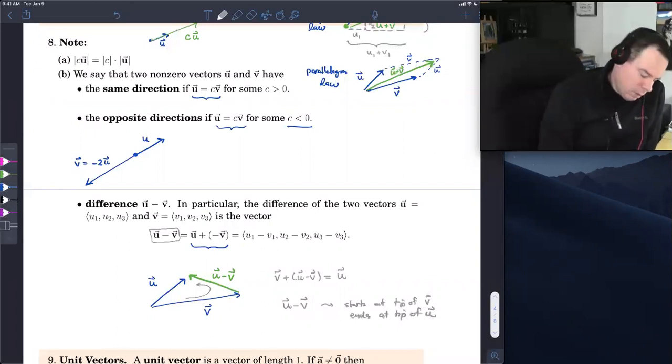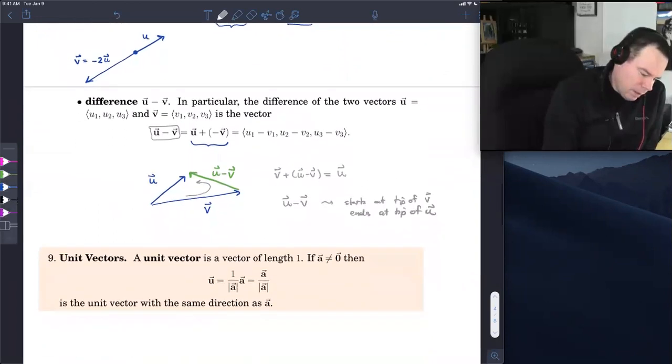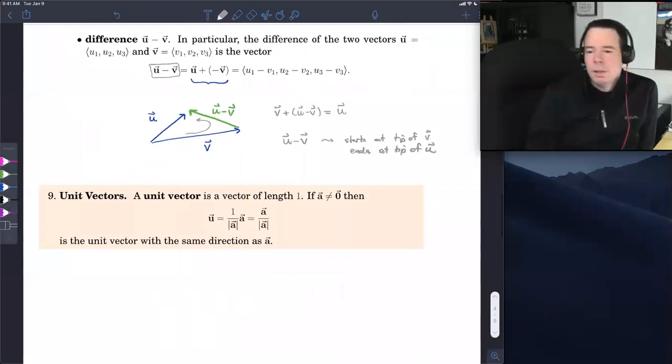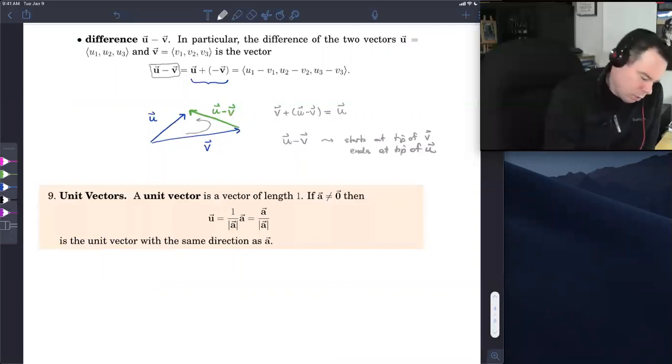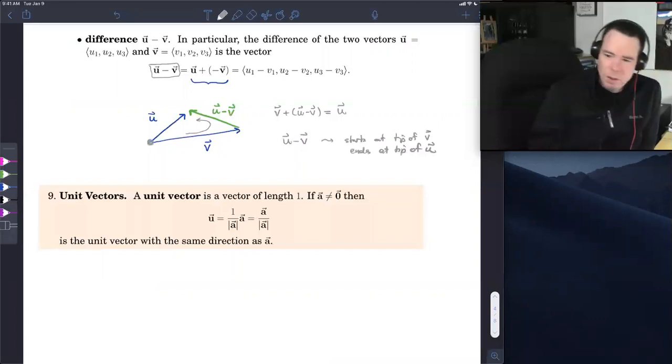Okay, so now we've got the ability to combine vectors and work with them in a geometric way. It's a very nice way to work with them, because when I look at a picture like this difference, I get a bunch of results immediately: if I start at this point and go along v and then go along the green vector, I get u.